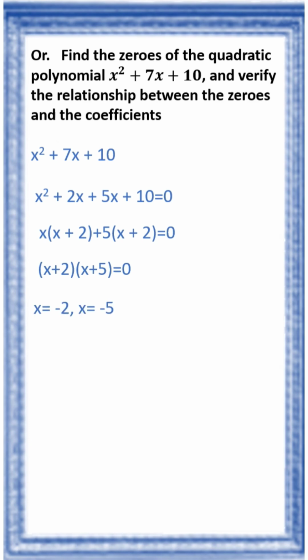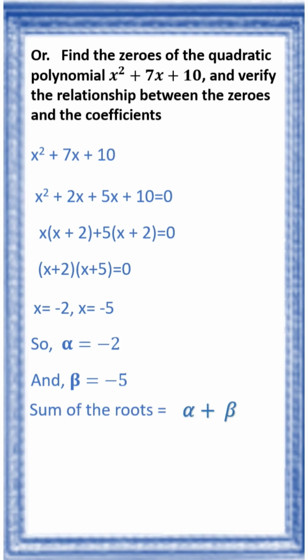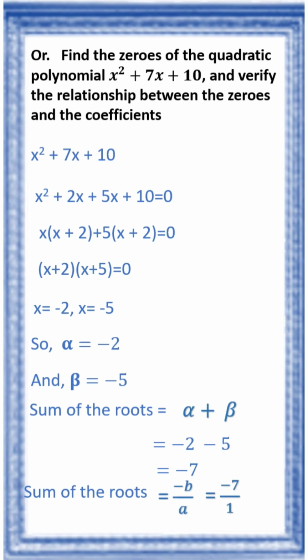So x is equal to negative of 2, x is equal to negative of 5. So alpha is minus 2, beta is minus 5. Sum of the roots alpha plus beta is equal to minus 2 plus minus 5, that is minus 7, which is equal to minus b by a, that is minus 7 by 1, that is equal to minus 7. Hence the relationship is proved.